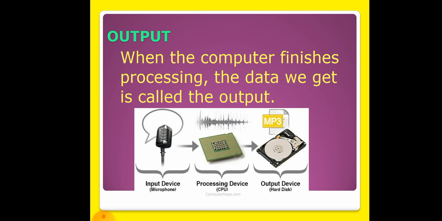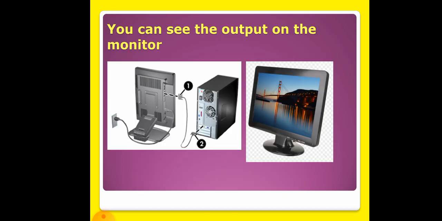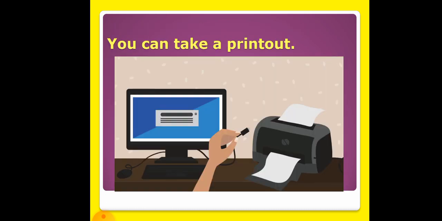Output. When the computer finishes processing, the data we get is called the output. See the picture. So here the song through the microphone is an input. The CPU is processing it. Finally, we get MP3 audio sound, that is output. So the finished processing is called output. You can see the output on the monitor. We know that the monitor is also connected to the CPU, right? So we can see the output on the monitor, or else we can take a printout.